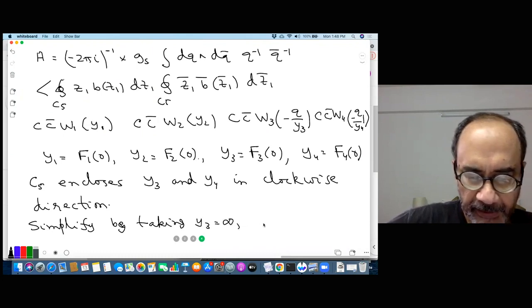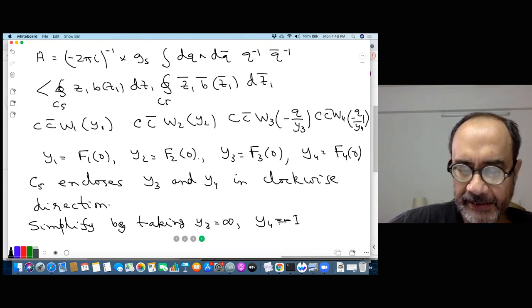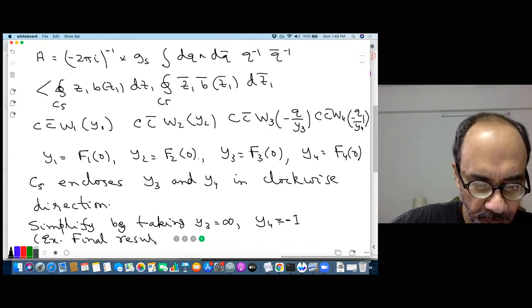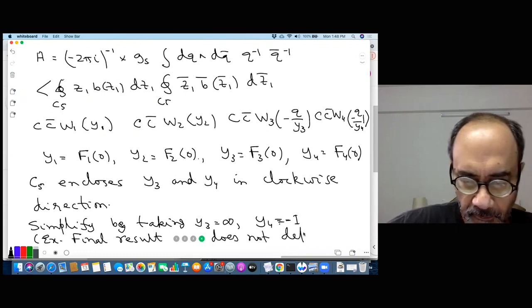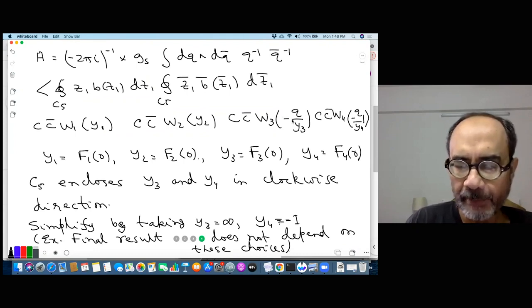By taking y3 equal to infinity and y4 equal to minus 1. Again, I'll leave it as an exercise to check that the final result doesn't depend on these choices. Okay, but let's make these choices anyway. So with this, this argument becomes 0, and this becomes cc bar w4 of q.